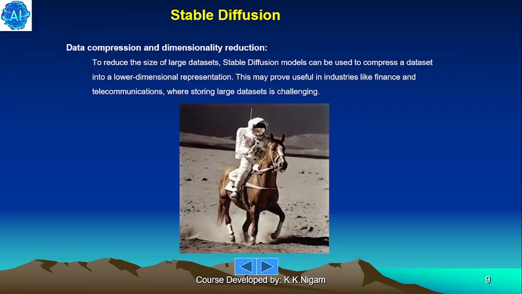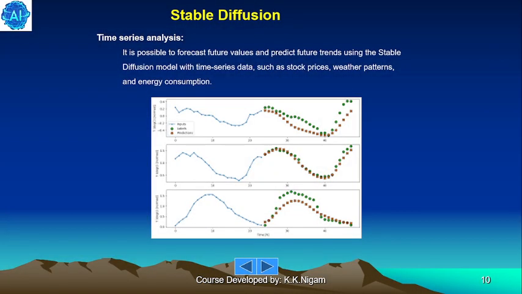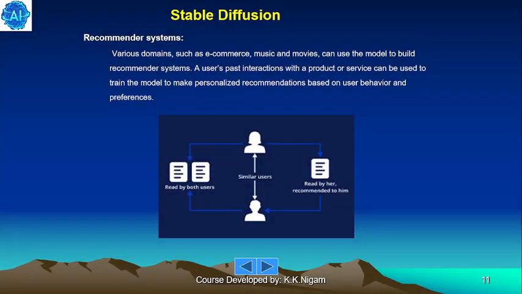Data compression and dimensionality reduction. To reduce the size of large data sets, stable diffusion models can be used to compress a data set into a lower dimensional representation. This may prove useful in industries like finance and telecommunication, where storing large data sets is challenging. Time series analysis. It is possible to forecast future values and predict future trends using the stable diffusion model with time series data such as stock prices, weather patterns, and energy consumption.